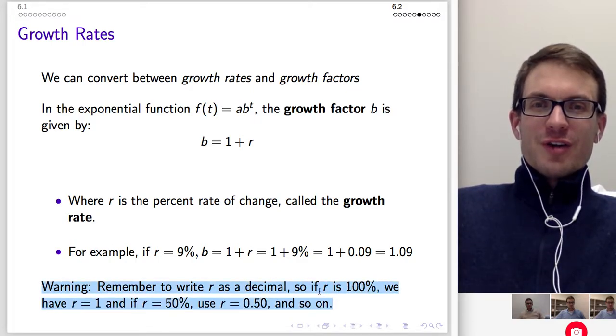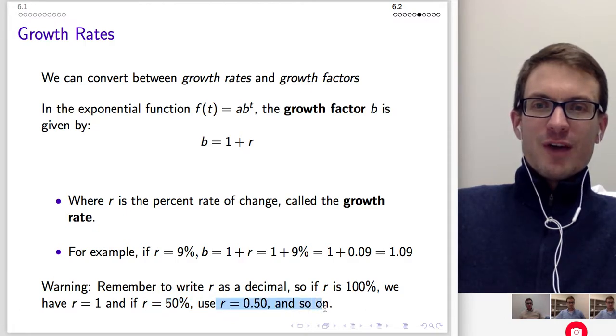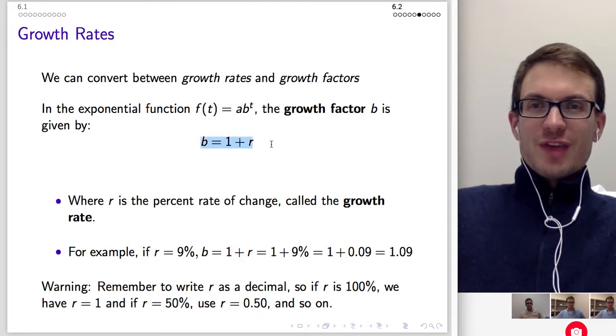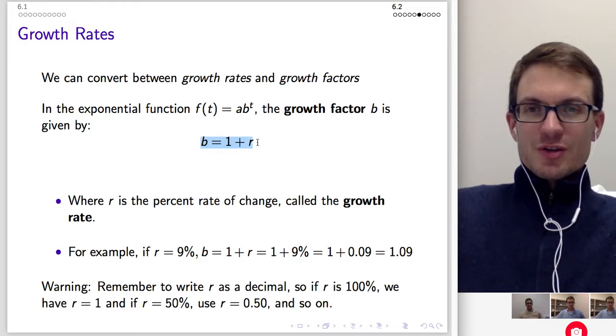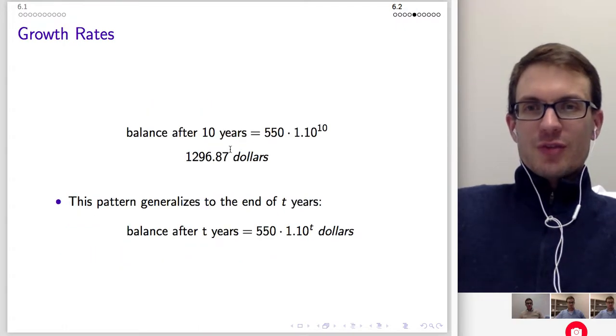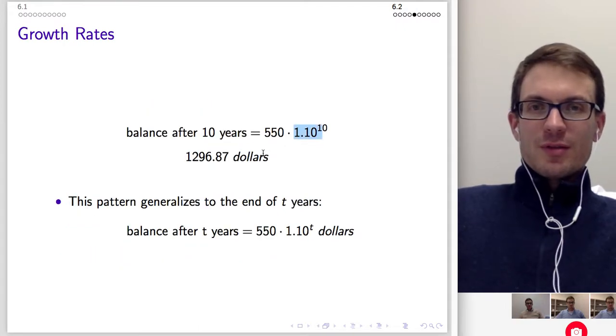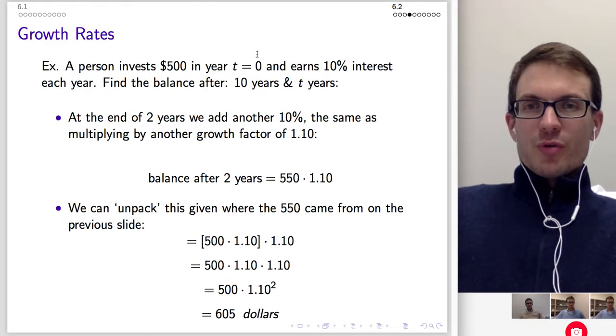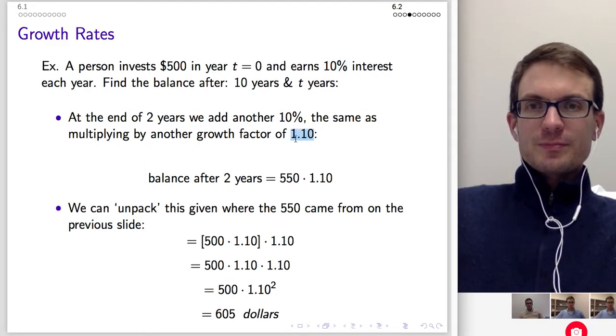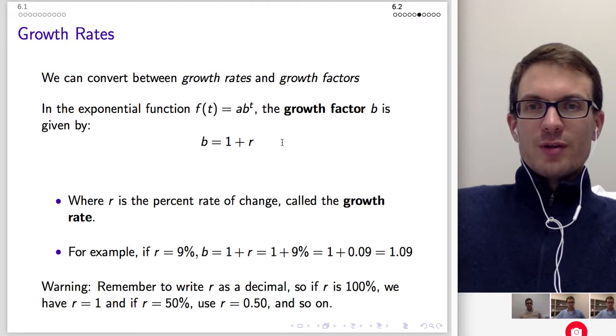So if r is 100%, we have r is equal to 1. If r is 50%, use r is equal to 0.5, and so on. So if r is 10%, then what I write is 0.1 here. So 1 plus 0.1, and that's what we did in the preceding example, right? Remember, our growth rate was 10% interest, so our growth factor was 1.1.